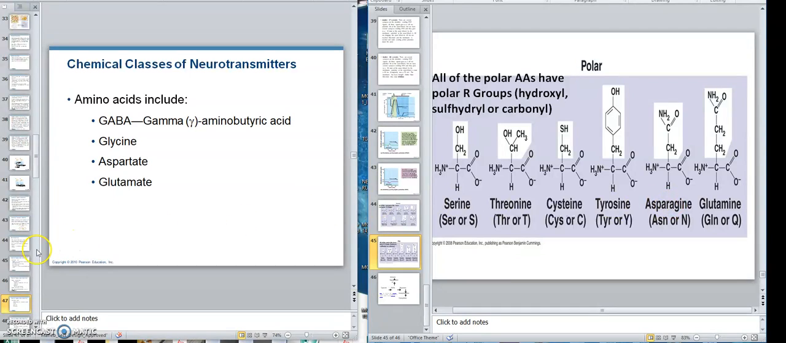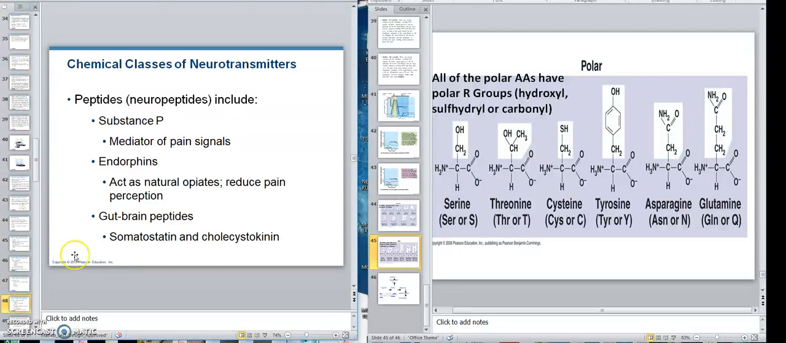Aspartate here. Okay. So there are many different kinds we found. Peptides include substance P for pain, a mediator of pain signals. Endorphins, these are your natural high substances. The endorphins and the enkephalins. They're opiate based, but you make them yourself. So you need some natural high substances.